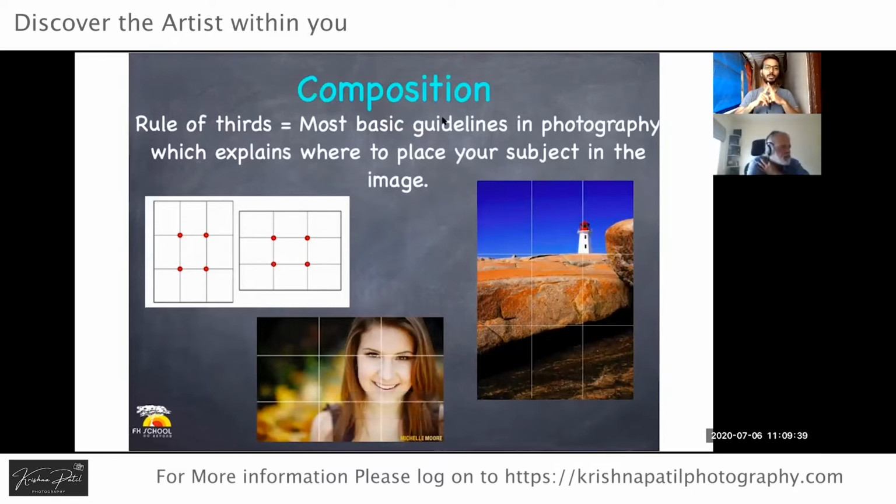सो कंपोजिशन में एक रूल जो है बहुत इंपॉर्टेंट which is called as the rule of third. तो रूल ऑफ थर्ड मतलब क्या कि जो मेरा स्क्रीन है, मेरा जो एलसीडी है या फिर मेरा जो कैमरा का व्यू पॉइंटर है, it always gets divided with some lines which is called as grid lines. तो ये rule of third मतलब क्या? The most basic guideline in photography which explains that where to place your subject in the image.